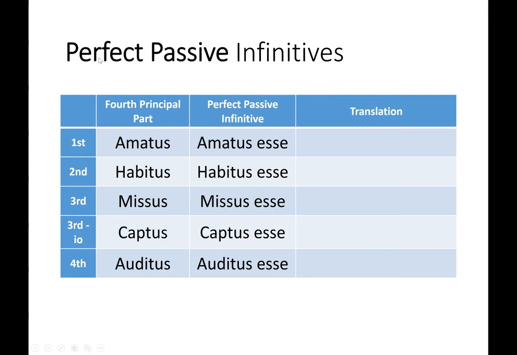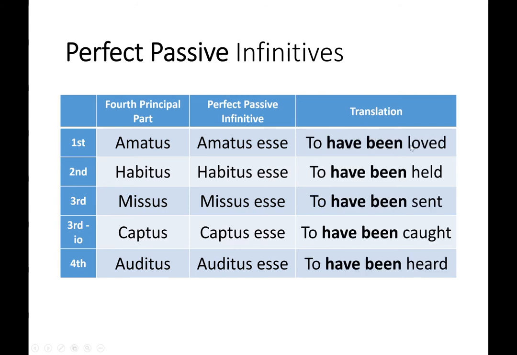Translation, perfect and passive, and it's an infinitive. So infinitive means to, have, been, and then whatever your word meaning is. So to have been loved, to have been held, to have been sent, to have been caught, to have been heard. Pretty straightforward.